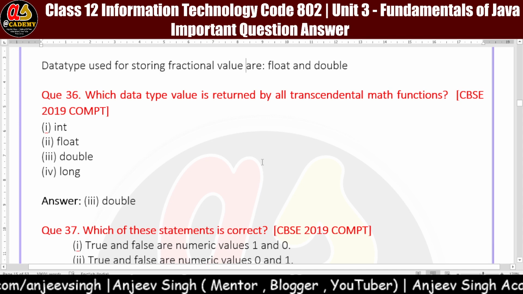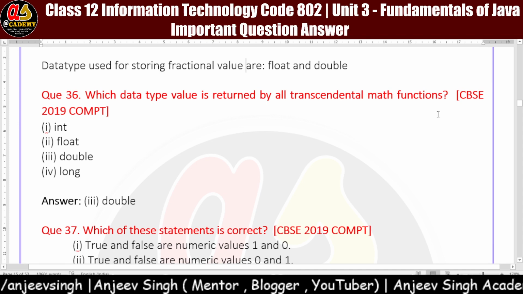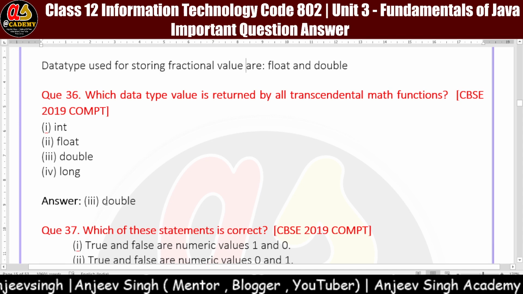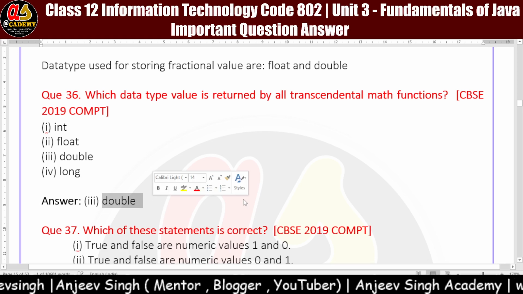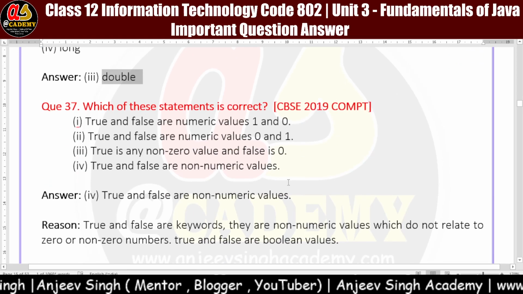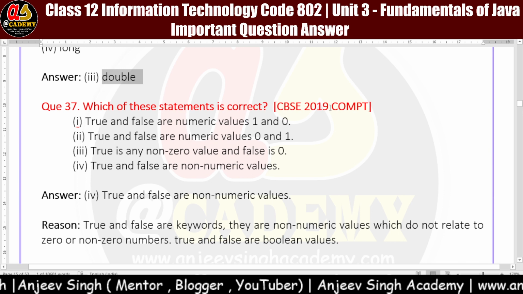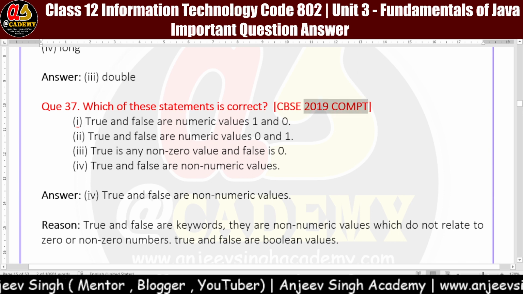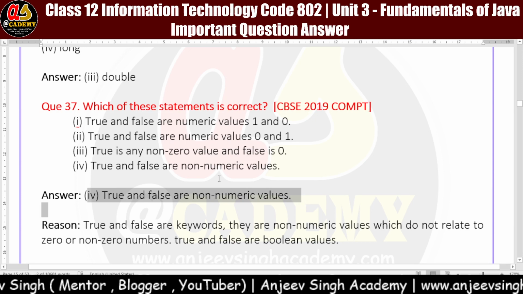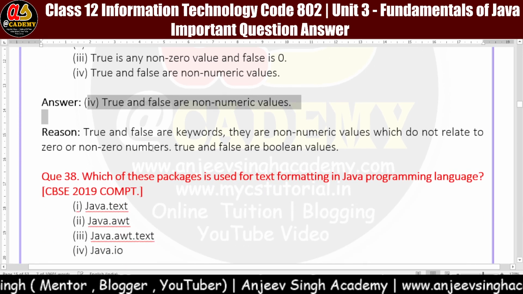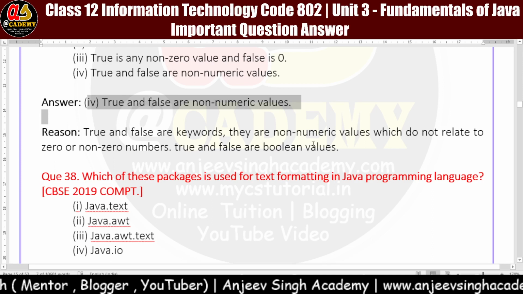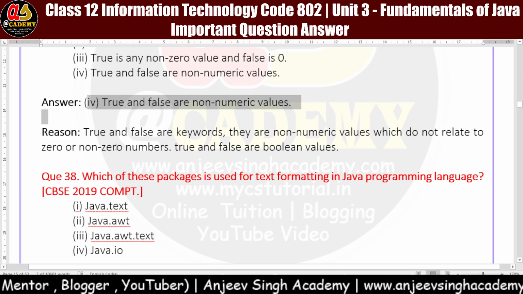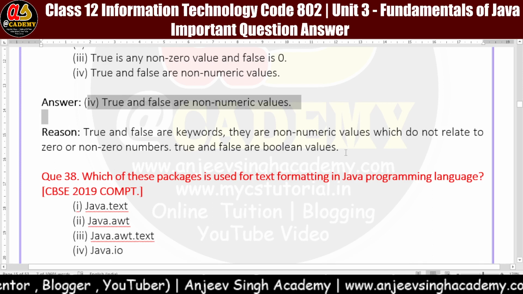Which data type value is returned by all transcendental math functions? It is double, since transcendental math functions do calculations returning double. Which of these statements is correct? This question was asked in the 2019 compartment exam. The fourth statement: true and false are non-numeric values. True and false are keywords that are non-numeric values which do not relate to zero or non-zero numbers in Java. True or false are Boolean values.